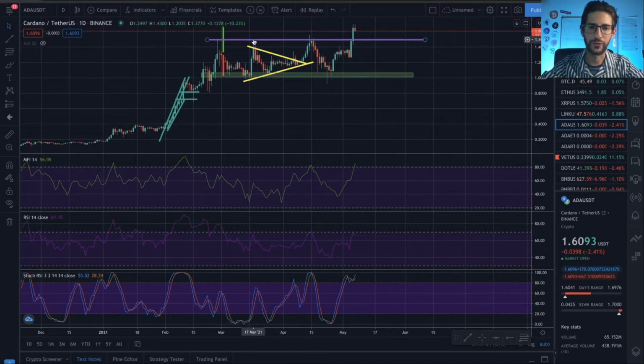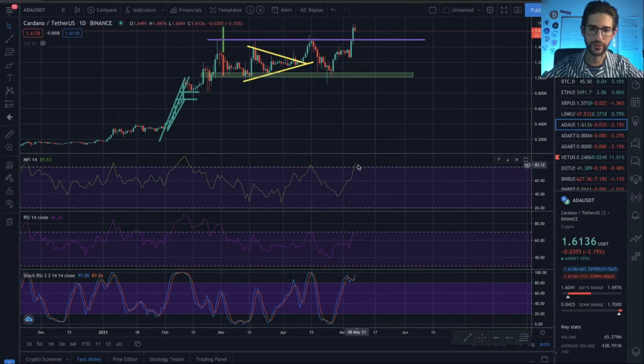But in the case of ADA, we broke our previous buying climax high here. And now that we are in price discovery mode, we need to have support around 1.5. That should be our next floor here in order to continue this trend to the upside. We still have momentum to the upside on the RSI a little bit. We need to cool a little bit right now.